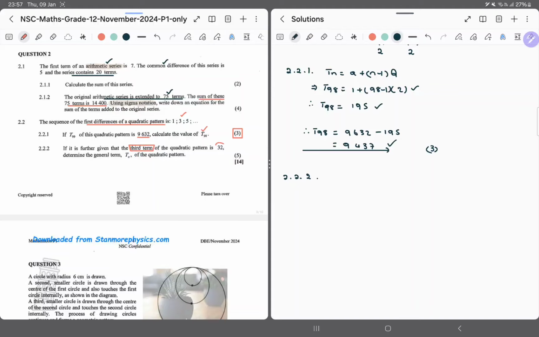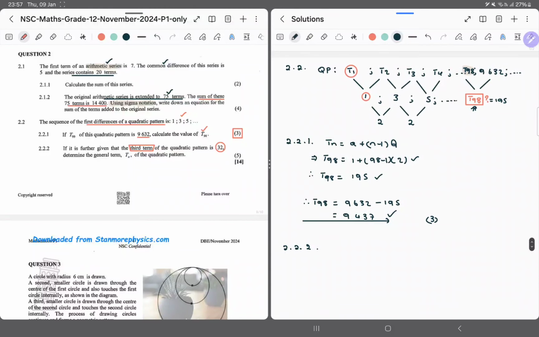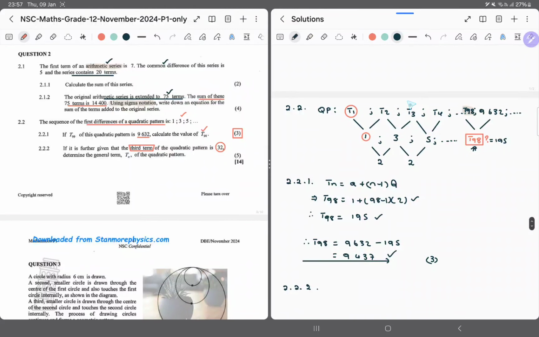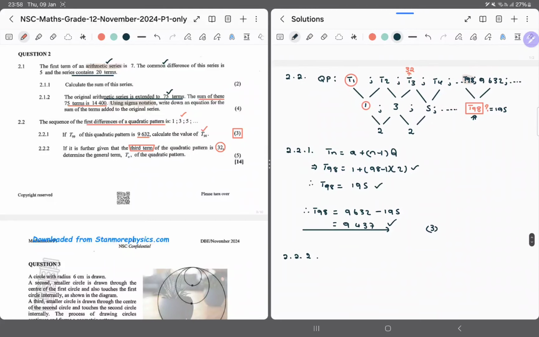of the quadratic pattern is 32. Okay, so we are told that T3 is 32. Maybe let me write it differently. So T3 is 32. Okay, not a problem. So we have to determine the general term of the quadratic pattern. Okay, this question is common, guys, but you can see it's no longer the standard one. It's one of the bit tricky ones, but it's not a big deal.